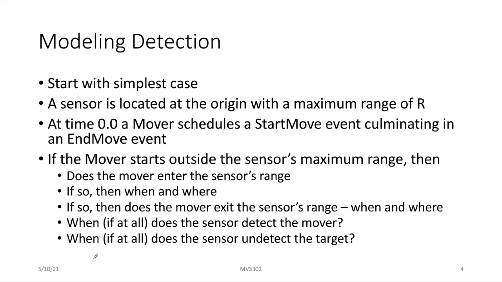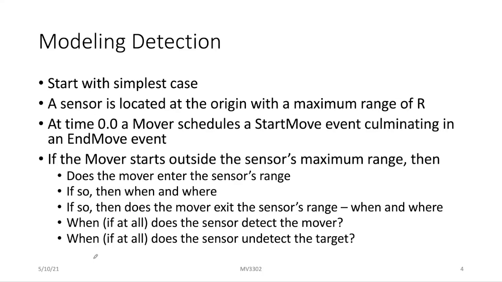Okay, so simplest possible case. We have a sensor. We're going to just put it at the origin. It's going to have a maximum range, I'll call it R for range, and it's just going to sit there. We'll see a picture of this in just a second. At time 0, we're going to have a mover, and it's going to schedule a start move event culminating in an end move event. So that's our basic maneuver for the mover: a start move and an end move.